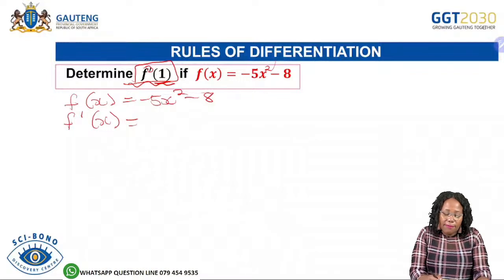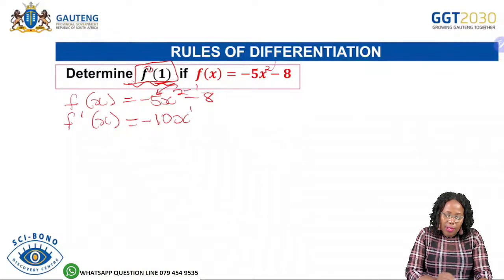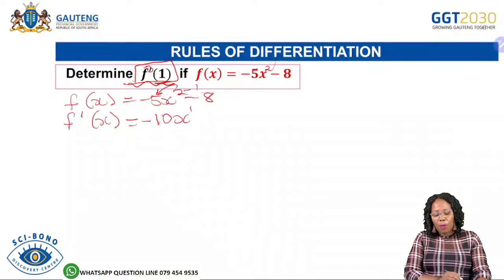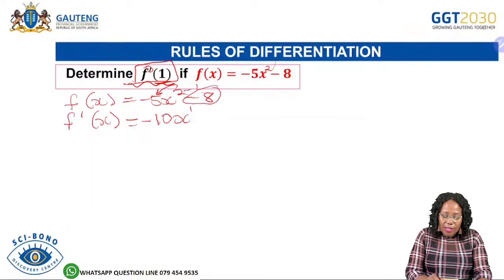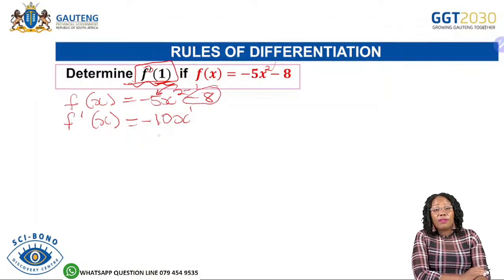We go straight to deriving. That will be 2 times minus 5, that is minus 10. We are now applying a rule: minus 10x. From the exponent, we subtract 1, then we are left with x to the power 1. This one is a constant number, it gives us a 0. Then this is the derivative of that particular function, minus 10x.